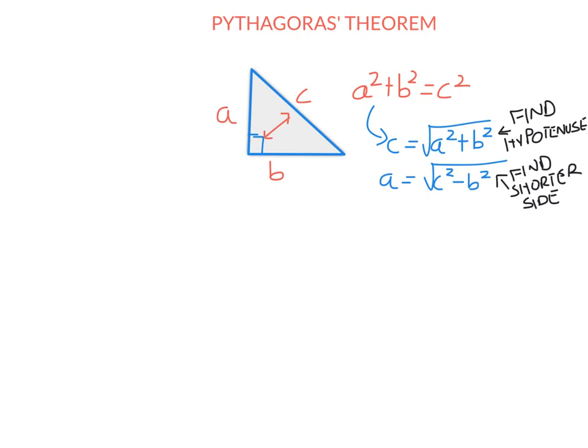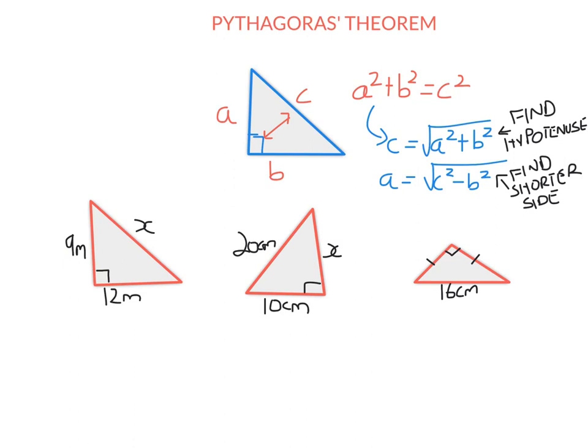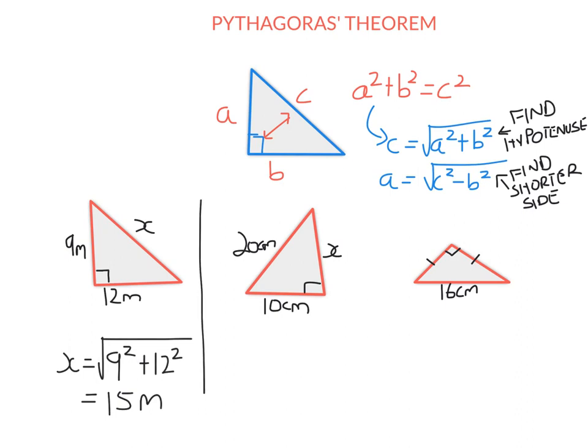So let's look at some examples. We will now use Pythagoras in each of these triangles to find the unknown side. So let's look first at this triangle here. So now we're finding the longer side. We don't need to measure anything. We know this is the longer side because it's facing the right angle. So we're going to use this formula here. So here, x will just be the square root of shorter side squared plus shorter side squared. You can put that straight in your calculator and you get 15 meters. How easy is that?